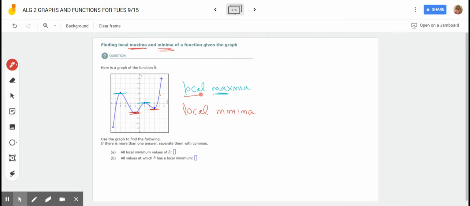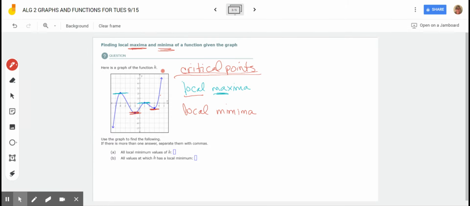So we talk about local max and local min, where these little curves happen, and they're called critical points. Critical points, especially when you get into calculus, these are really important. Critical points. It's the points where the graph changes direction. So go up, down.